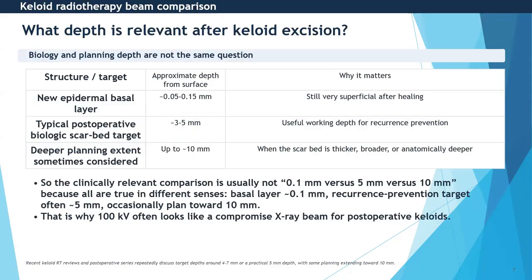So the clinically relevant comparison is not 0.1 millimeter versus 5 versus 10, because all are true in different senses. Rather, it's the basal layer, recurrence prevention, and occasionally we need to plan towards 10 millimeters. And looking at this is why the 100 kV often looks like a compromise X-ray beam for post-operative keloids.